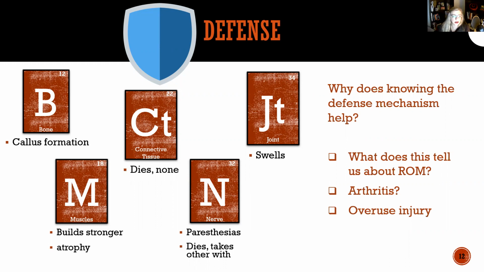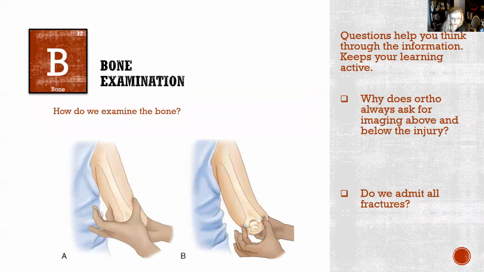So you can see here that I've listed many different defense mechanisms for a lot of these different elements, just as an example. So I would recommend that you understand these processes so that way you understand how these are all going to work together. So let's start with talking about the element of bone.